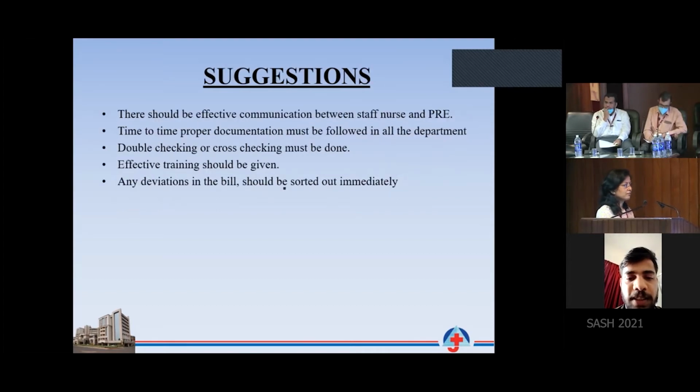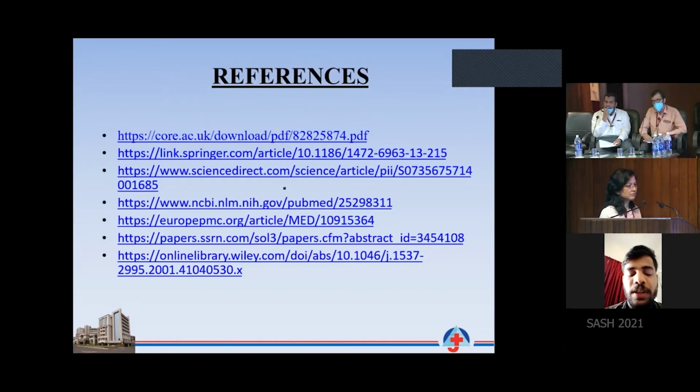Next, suggestions. There should be effective communication between staff nurse and PRE. From time to time, proper documentation must be followed in all departments. Double checking or cross-checking must be done. Effective training should be given. Any deviation in the bill should be sorted out immediately. Next, these are my references.